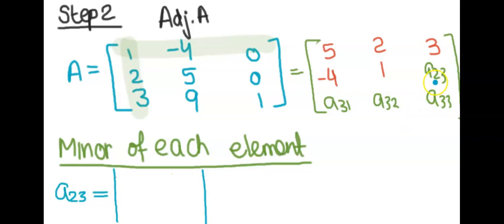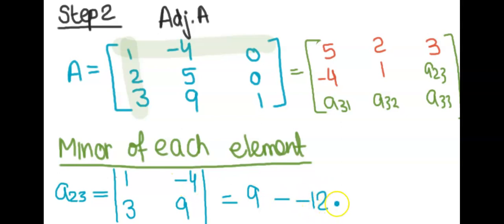I want to find A23, which is here. So Super Mario is here, and I can't see that one. So 1 minus 4, 3, 9. 9 times 1 is 9. Minus 4 times 3 is minus 12. So minus minus 12 becomes a positive 12. 9 plus 12 is 21. So I can rub that one and put 21 here.